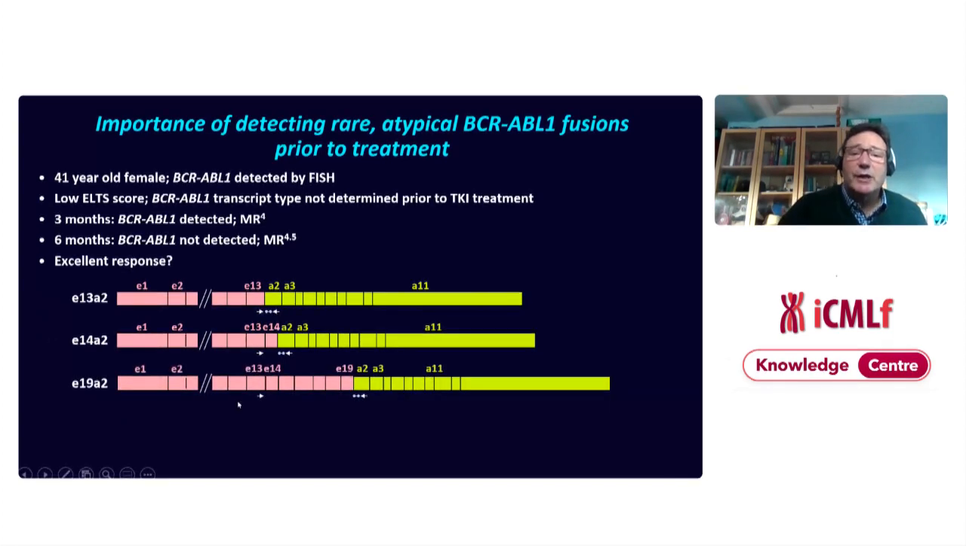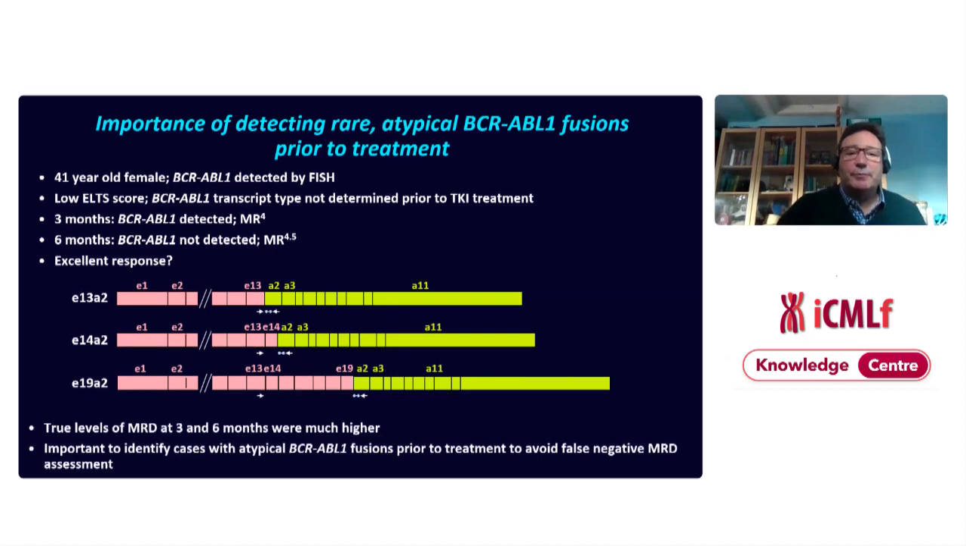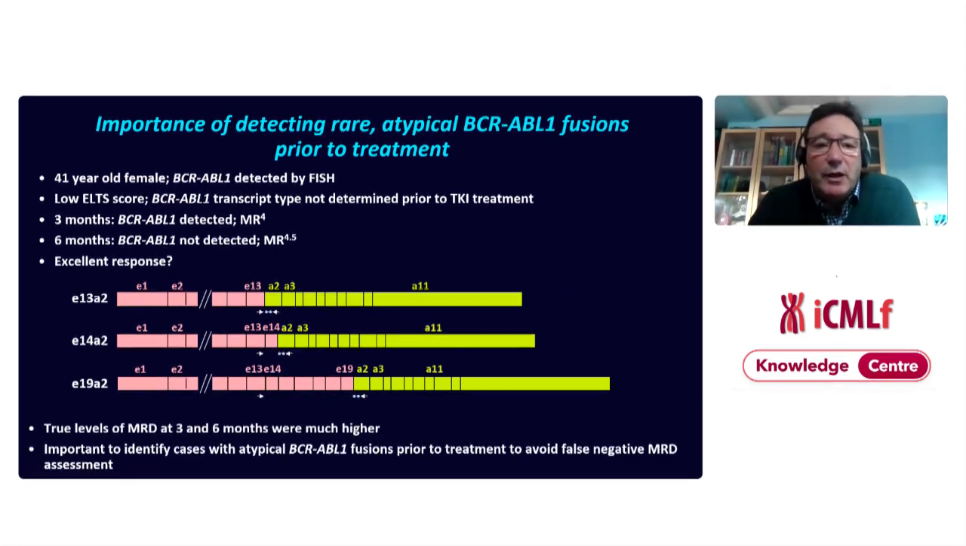In fact, she had an E19A2 fusion, which again, in this case, by a long PCR read-through, you can detect at low efficiency and think the levels of disease are much lower than they really are. The true levels of disease using a specific assay were much higher. And this just illustrates it's important to identify cases with atypical fusions prior to treatment to avoid false negative MRD results.